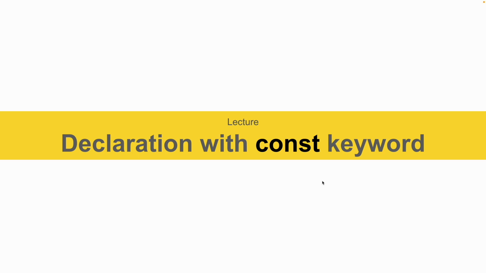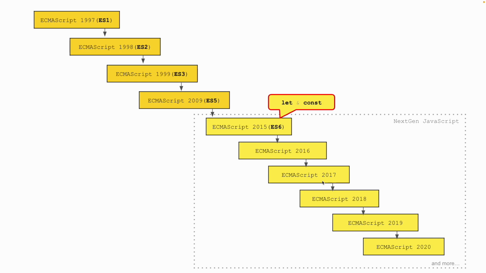Let's understand the declaration with the const keyword here. Previously, JavaScript didn't have any capability to restrict changes. Once any value is assigned to a variable, we can change it, so there was no way to restrict any assignment to an existing variable. That's what was introduced with the ES6 version, which we call the next generation JavaScript, in ECMAScript 2015: the let and the const keywords.